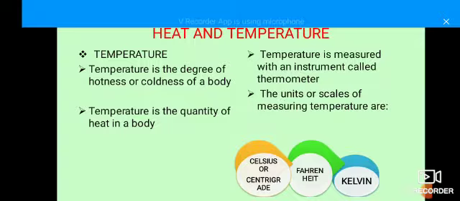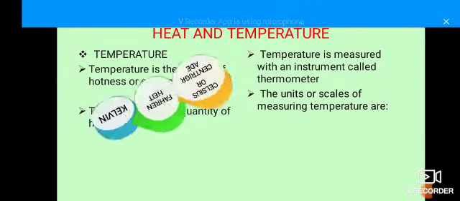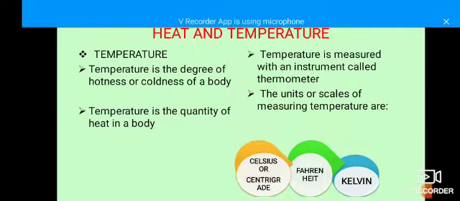Temperature is measured with an instrument called a thermometer. Everybody should know that a thermometer is used to measure temperature. Now, please take note of this. Temperature has three major scales or units for measuring it. Number one, we have the Celsius or centigrade scale. Number two, the Fahrenheit scale. And number three, the Kelvin scale.